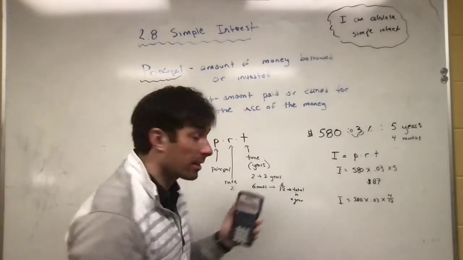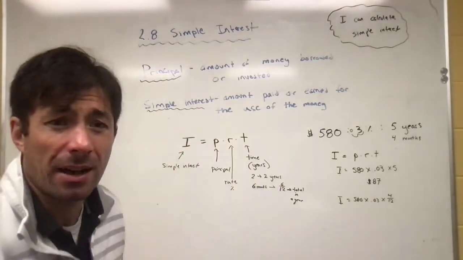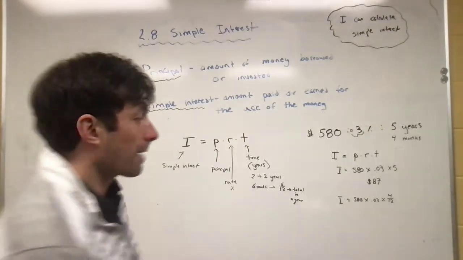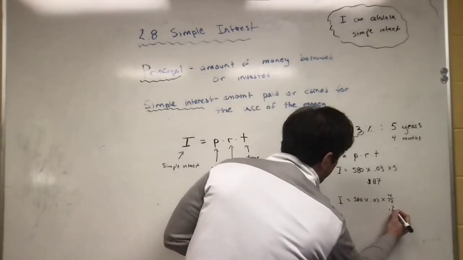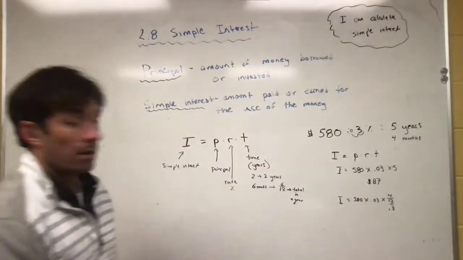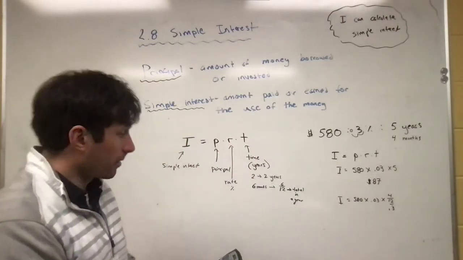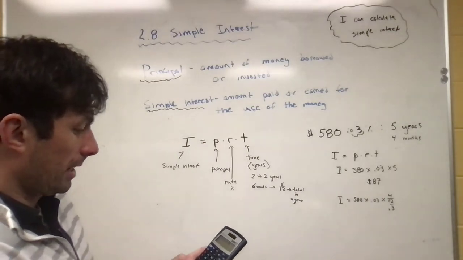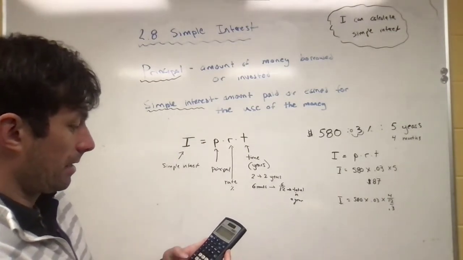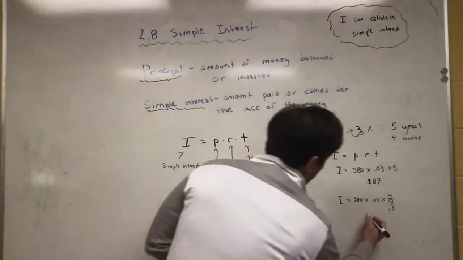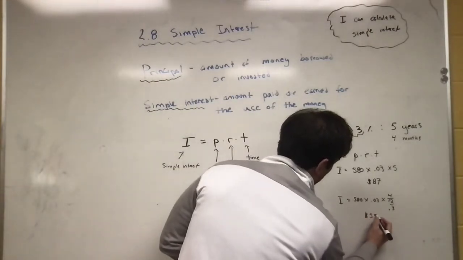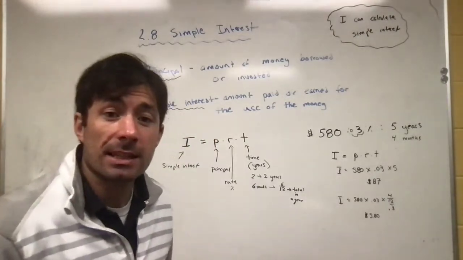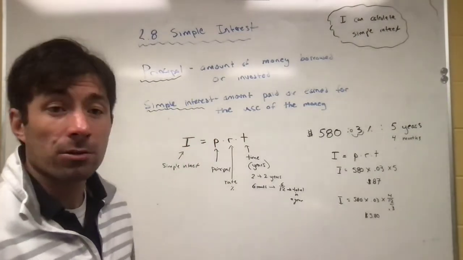If I put that in my calculator, because I can't really work in fractions right now, I want to be in decimals, and I do 4 divided by 12, I'm going to get 0.3 repeating. So now, again, using my calculator, I'm going to multiply 0.3 repeating times 0.03 times 580. And in this case, the money I'm going to get is $5.80.